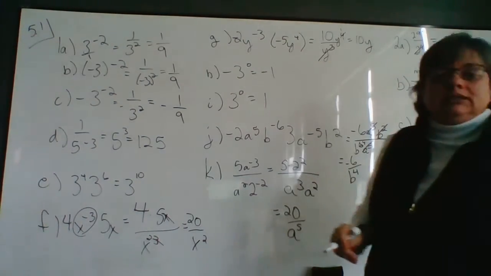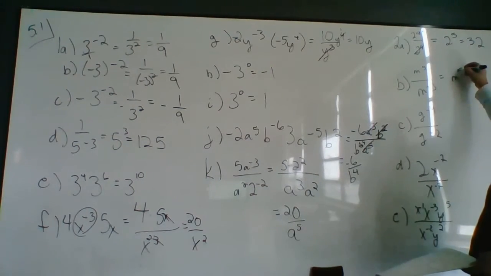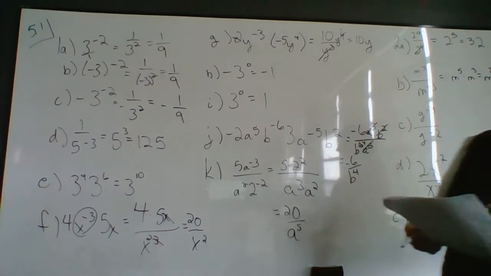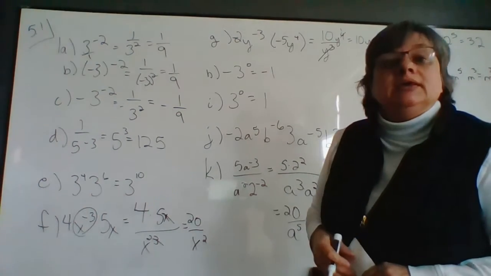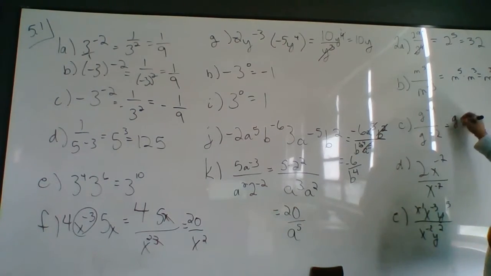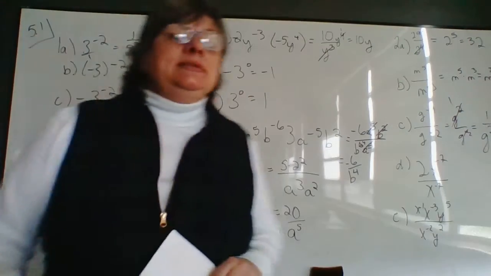Next one. Negative exponent means flip it. You have m to the 5th times m to the 3rd, m to the 8th. Add exponents. Next one. Flip it. G squared over g to the 4th. 2 of these leaves a 1. 2 of these leaves a 2. 1 over g squared.